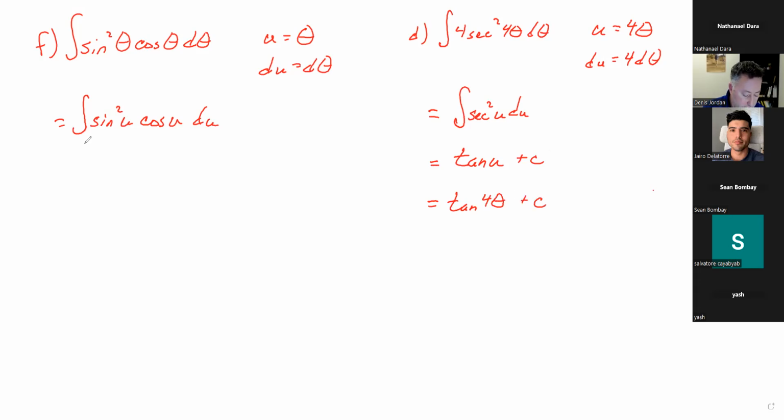Whereas back in example F, if you just choose the angle and nothing happens, you're still in the exact same position as before, just with a u instead of theta. So you didn't really help yourself. Sometimes when there's multiple trig functions like that, that's another indicator that my u is going to be an actual trig function as opposed to just the angle.